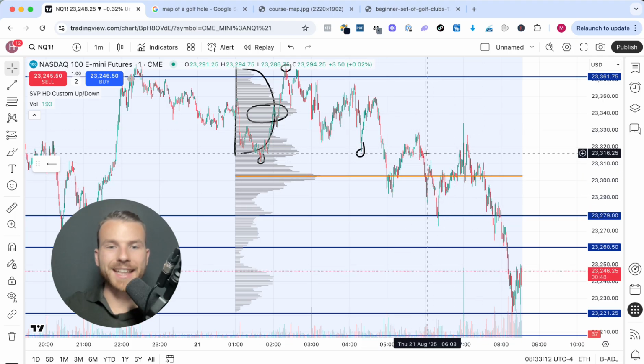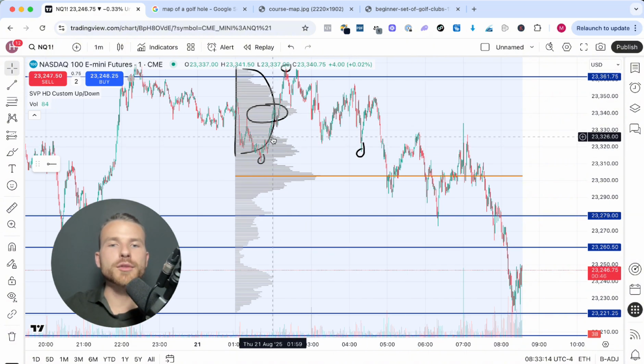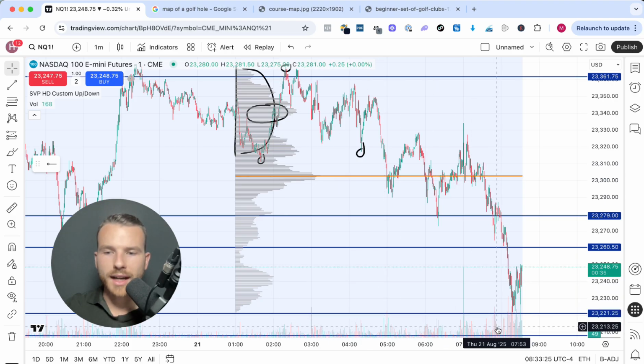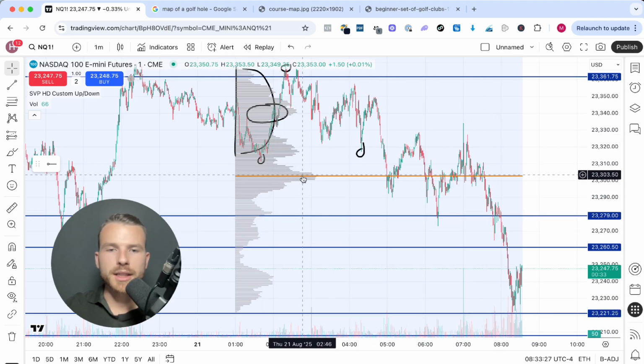How do we know that we are accepting lower prices now? Well, because we see that there's a lot of volume being printed. What is volume, by the way? Volume is nothing else than contracts being traded at any given price level. So this is volume over time, and this is volume over a specific price level.